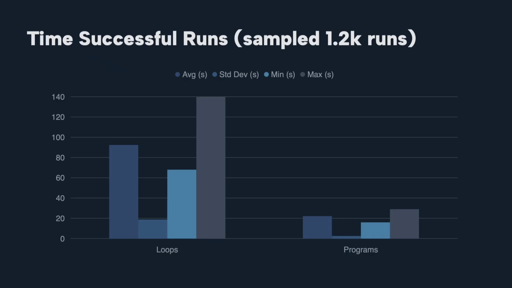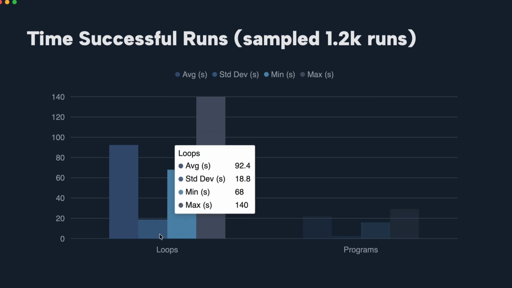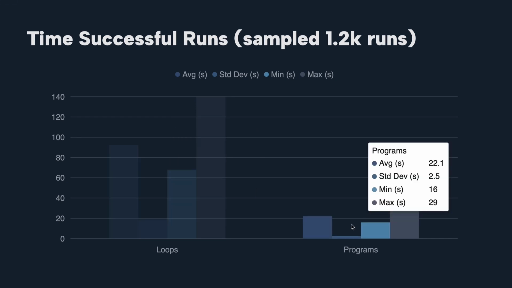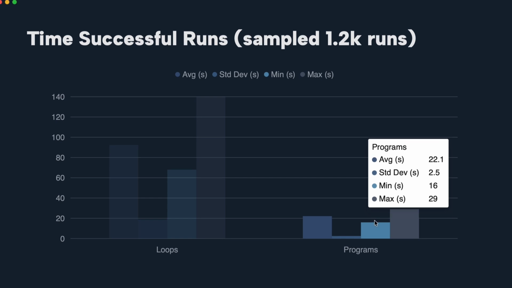The other side of things that I wanted to show you is about the time. And I thought this was very interesting. So in this case, you can see the loop system, the agent, sampled out of 1.2K runs that we ran as part of the POC, the average time to completion was around 92 seconds and the standard deviation around 18.8. The minimum was 68 seconds and the maximum was 140 seconds to complete this workflow. The programmatic side, and by the way, this is a programmatic side that does include a few optional AI steps, was significantly faster and with a small standard deviation, more predictable and way more stable to run.